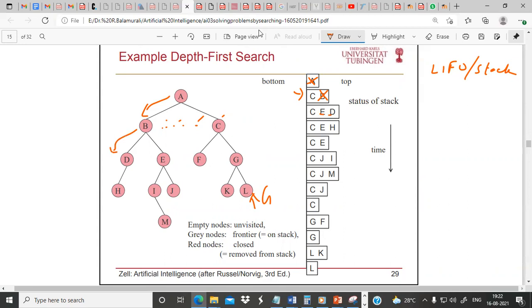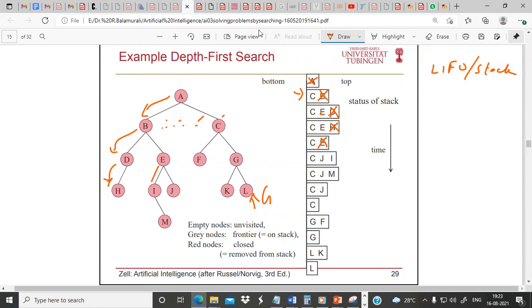So we came here. Then check whether D is the goal state or not. If D is not the goal state, remove D and expand D. When you expand D, there is only one, that is H. So push H to the stack. So H comes here. Now check whether H is the goal state or not. H is not the goal state. So remove H, but we cannot expand. There is nothing to expand on H. So the algorithm then removes the element at the top of the stack. It is E. Is this the goal state? No. So remove E and expand E.